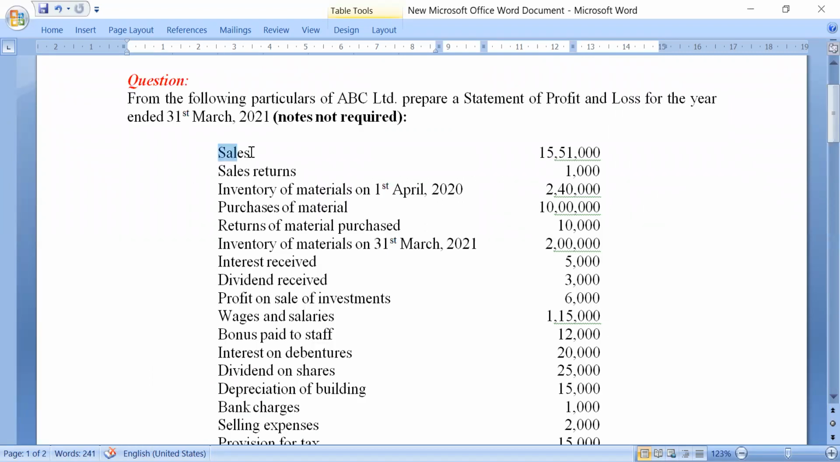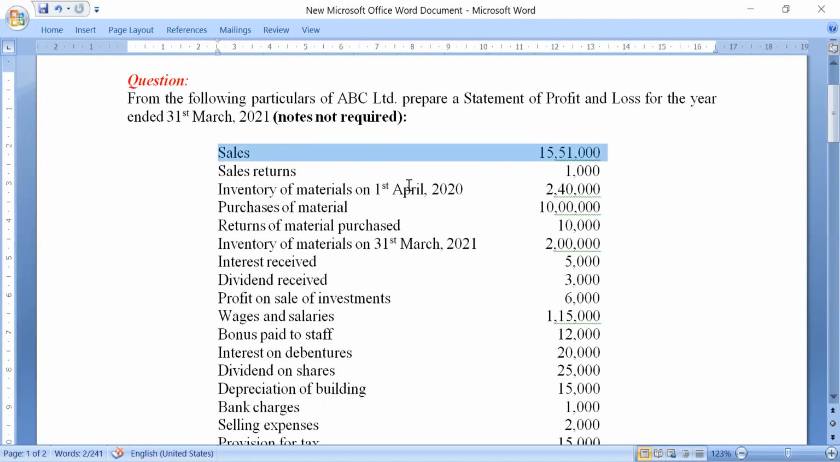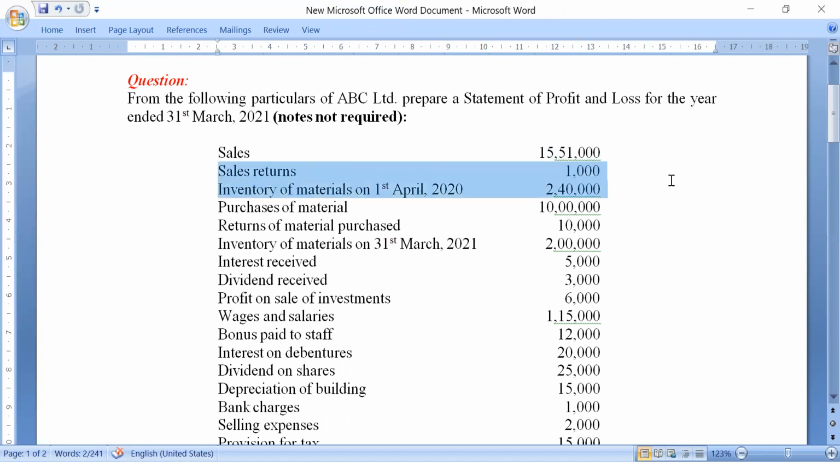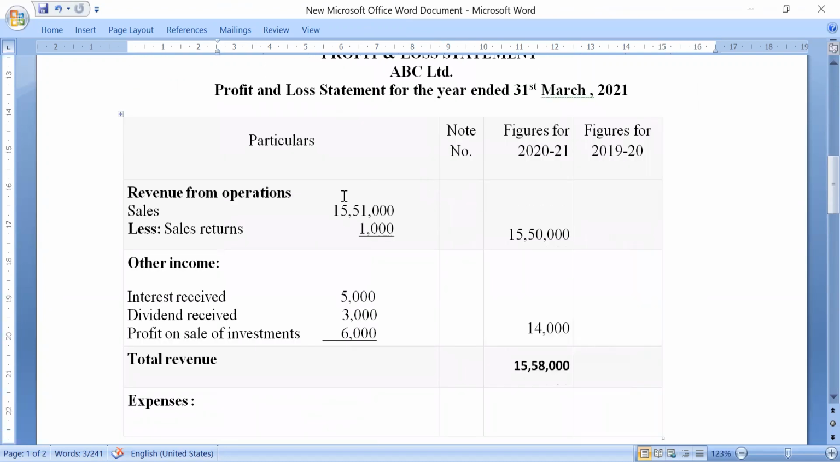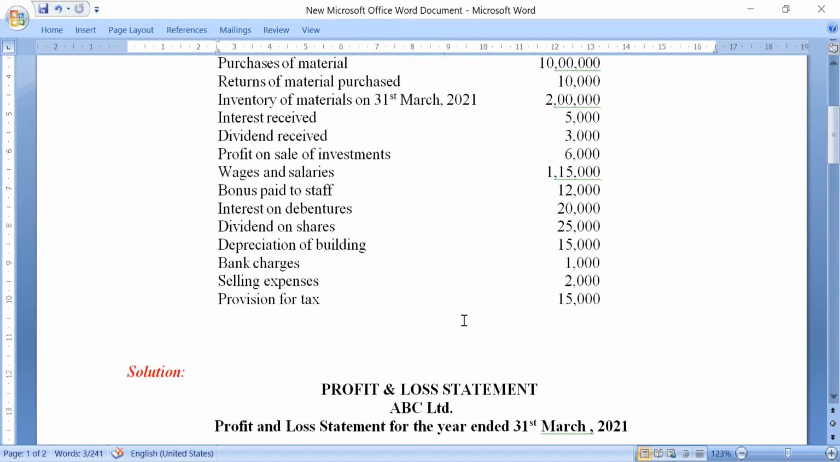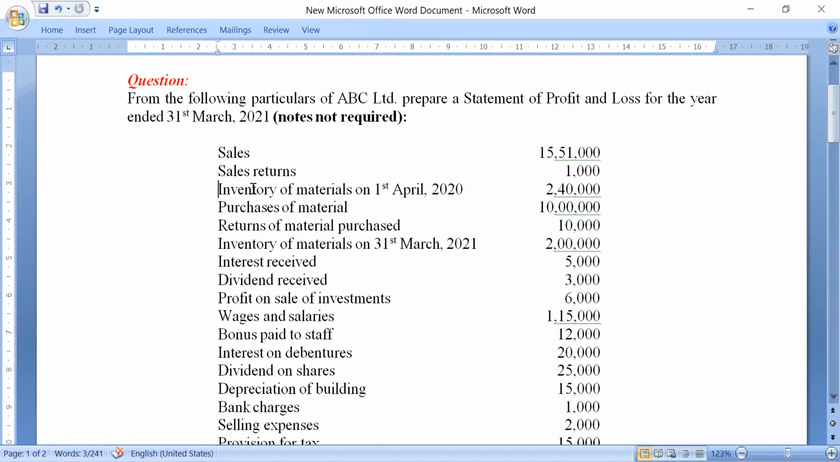The first item is sales, and there is one more item, sales return. Sales less sales return is the revenue from operations for a business. So from sales, we will deduct sales returns, and the difference we are going to show here in the outer column. Then let us proceed to the next part of the question.